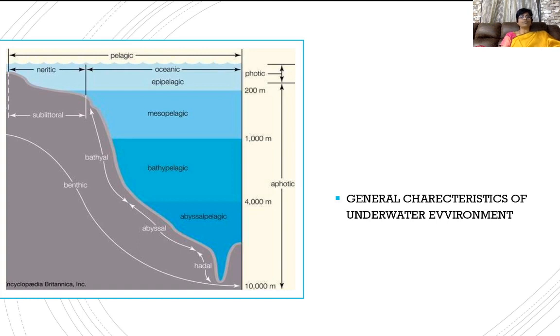Now, there are two regions based on where the sun rays fall. The light which goes inside the water deeper, up to 200 meters, is called photic, and from 200 meters to 10,000 meters and beyond is said to be aphotic. So photic means light zone and aphotic means without light. This is the dark zone.